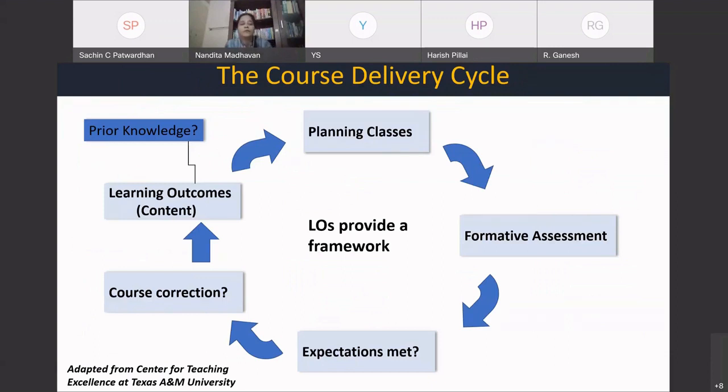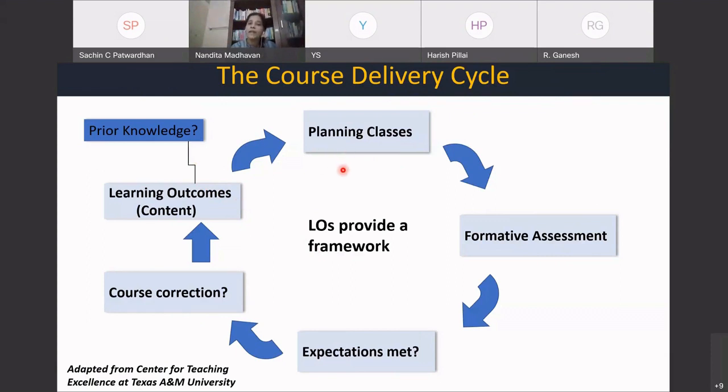So this is again adapted from the Texas A&M course delivery cycle that they had spoken to us about. When we think of courses, at the beginning, we are talking about learning outcomes in terms of the content of the course. So at that point, we decide what would be the content. And of course, the syllabus and prior knowledge are useful guidelines for us to define these outcomes.